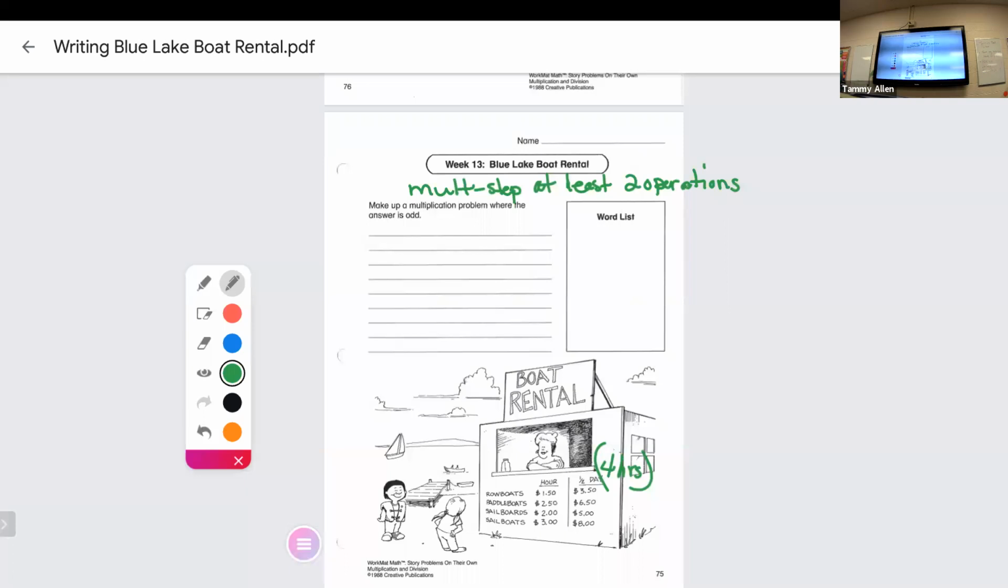Okay? All right? You may choose one word from the board. Does that make sense? One word only can come from the board. The others have to be math related. Does that make sense? Okay? All right, get us started.